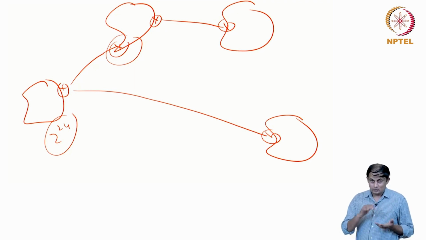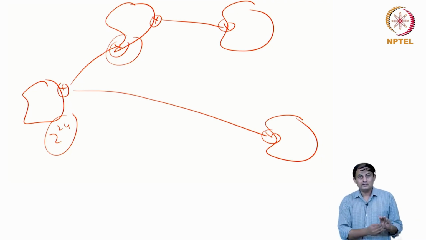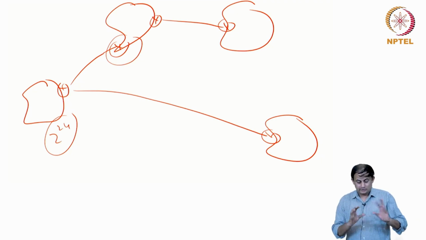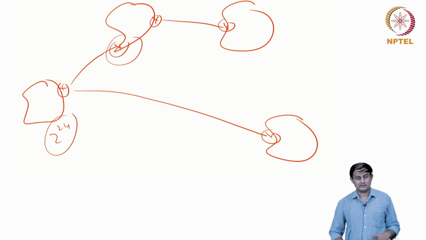Now, one aspect is that I want to keep the number of entries in the routing table within the limit, and that's why you want to do some optimization. That is one aspect of the optimization that I want to bring.